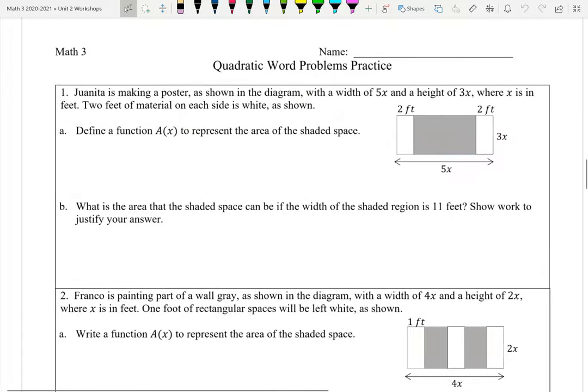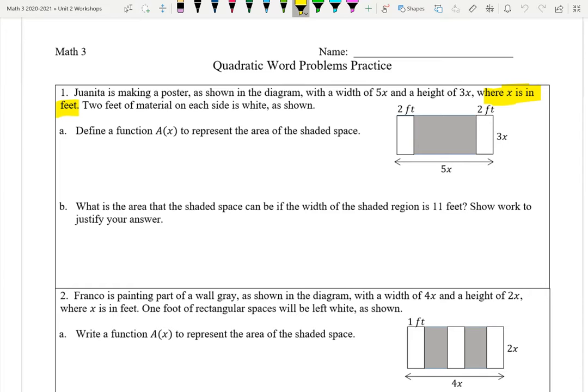All right, when we're doing this, it always helps to first label our diagram. Now, in this, everything is labeled nicely, but it's always important to understand what our variable actually means. So, it has a width of 5x and a height of 3x, where x is going to be feet. 2 feet of material on each side is shown as on the sides. Okay. Define a function to represent the area of the shaded space.